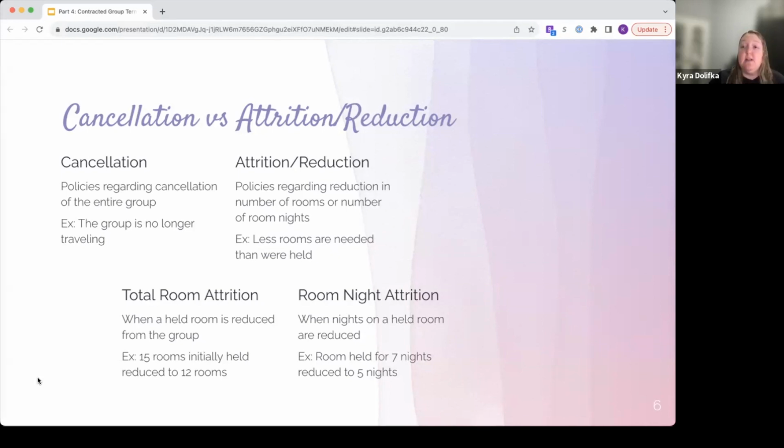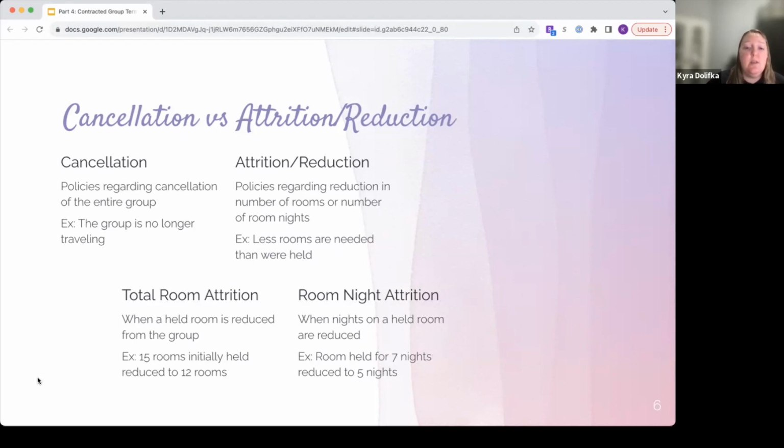The entire room is not being used by a guest. Room night attrition is when nights on a held room are reduced. So for example, let's say you hold this room for the mom and dad, possibly for 7 nights. They decide to only go for 5 nights. So you are reducing 2 nights on that room. The whole room is still being used, but it's not being used for as many nights as you blocked it off for.